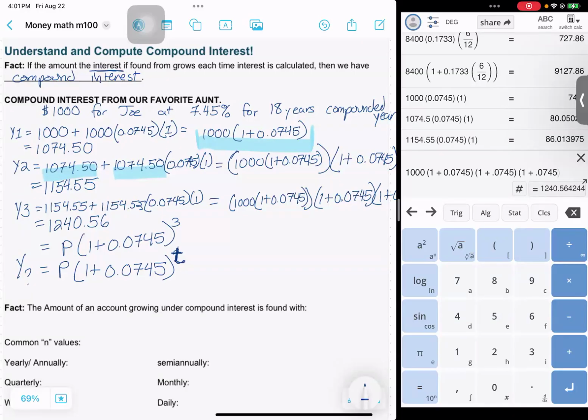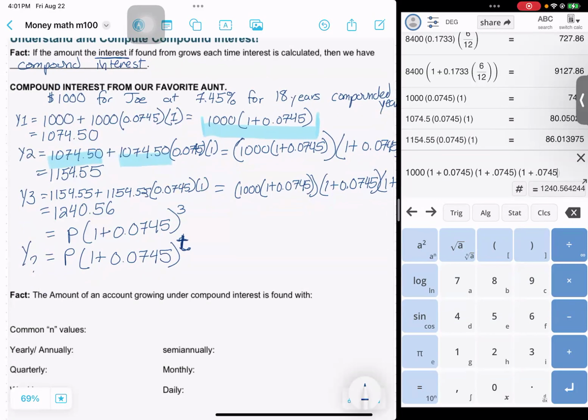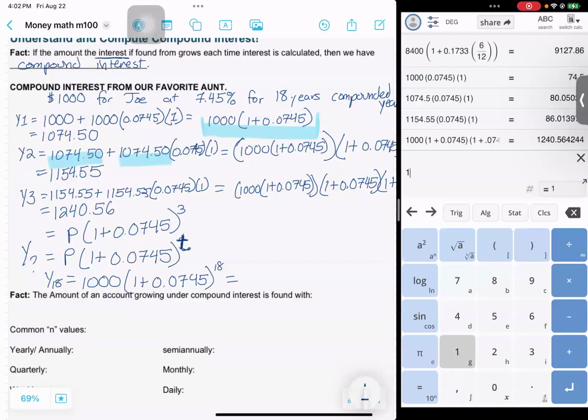So now, instead of repeating this every time, I could say, hey, at year 18, Joe will take this $1,000 and multiply by 1 plus 0.0745, 18 times. 18 times for those 18 different years. And Joe will come out with 1,000 times 1 plus 0.0745 up to the 18th power. Now, you'll notice that I tapped and I held on my A to the 2 power button to make sure I got an exponent up there. I need to make sure that 18 is little tiny up in the corner for repeated multiplication.